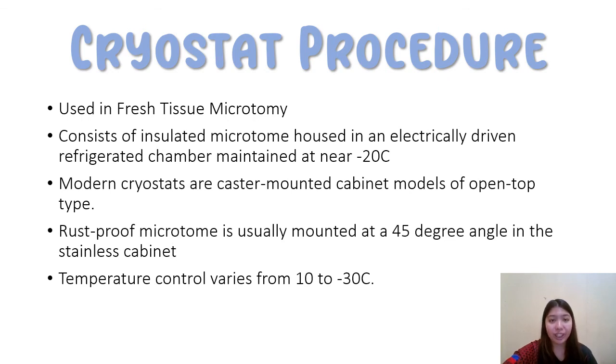Modern cryostats are caster-mounted cabinet models of the open-top type, which permits easy access and visibility through the hinged double-thickness plastic cover. The rust-proof microtome is usually mounted at a 45-degree angle in the stainless cabinet. They are equipped with an anti-fogging, air circulating system, a drain for defrosting and sterilizing, and also a shelf with space for 4 to 6 metal block carriers. The temperature control varies from 10 to negative 30 degrees Celsius.